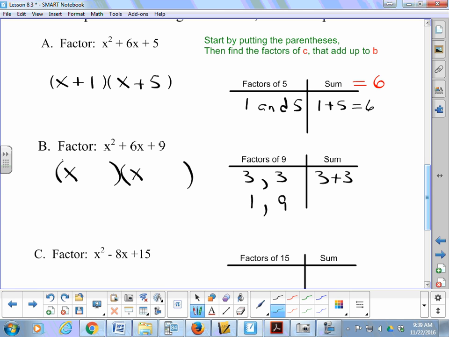3 plus 3 is 6. 1 plus 9 is 10. All right, so what sum am I looking for? Okay, I want the sum of 6. So this is the one I want. So the numbers that are going to go in the parentheses are plus 3 and plus 3.